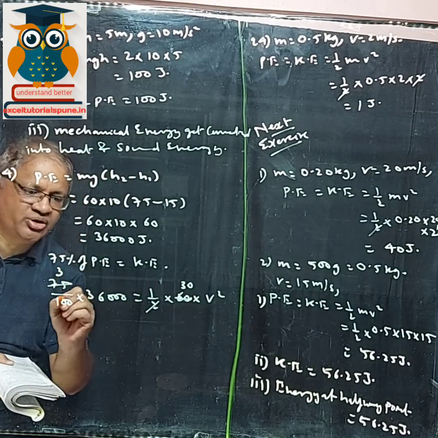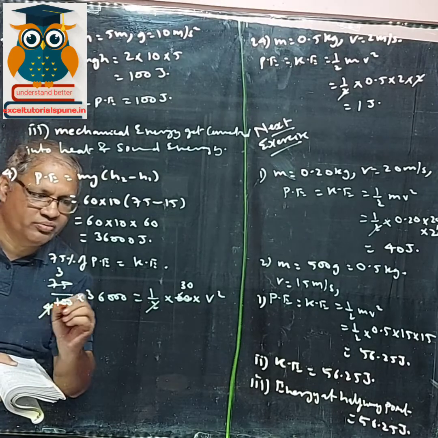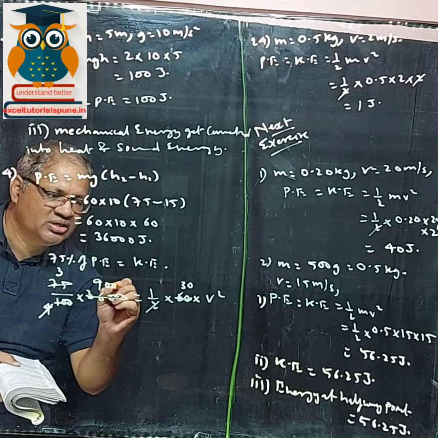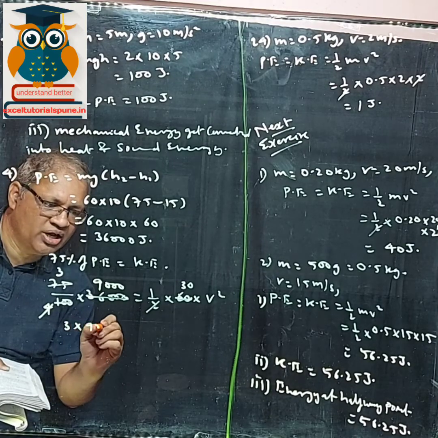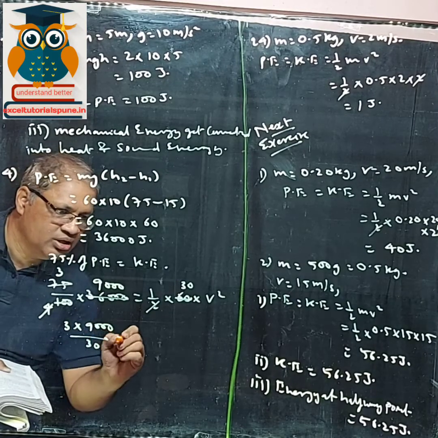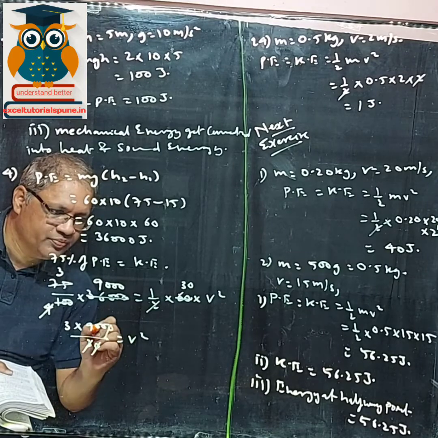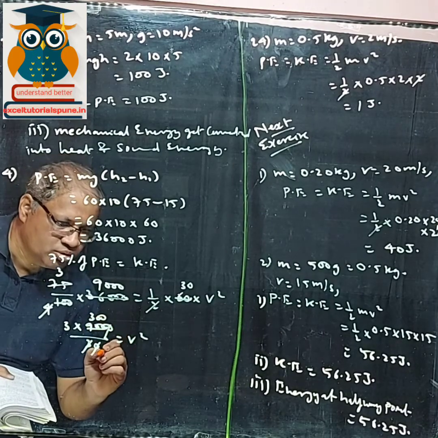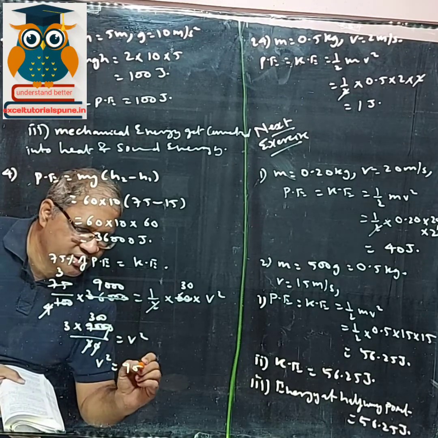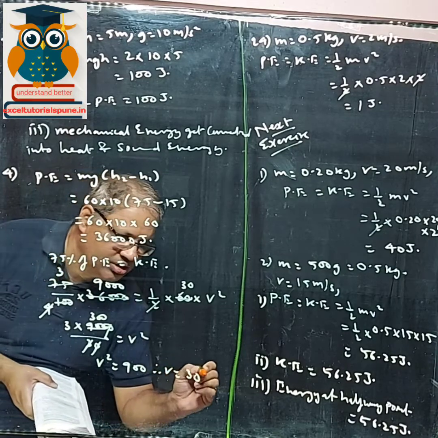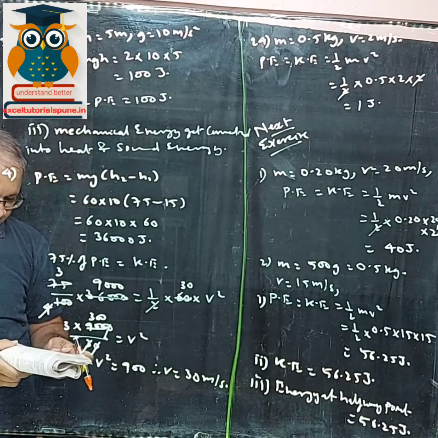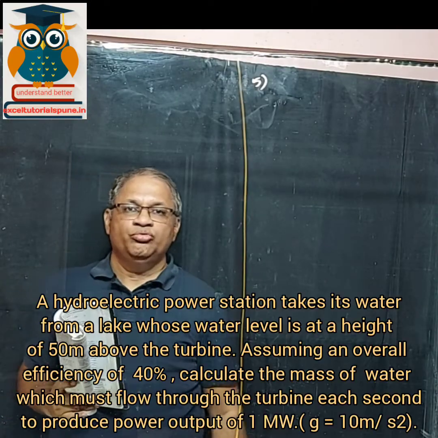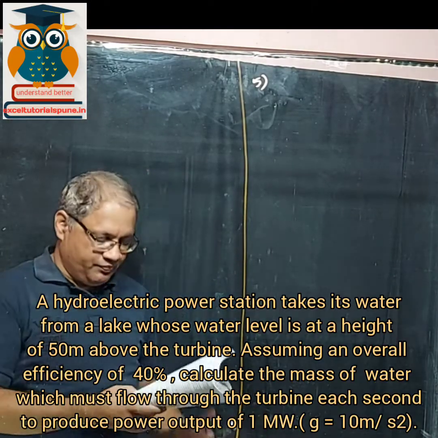25 3s are 75, 25 4s are 100, 9s are 36. Then 3 into 9000 upon 30 is equal to v square. So v square is 900, therefore v will be 30 meter per second. So that's the answer for the fourth one. Okay. Now we start with the fifth sum.